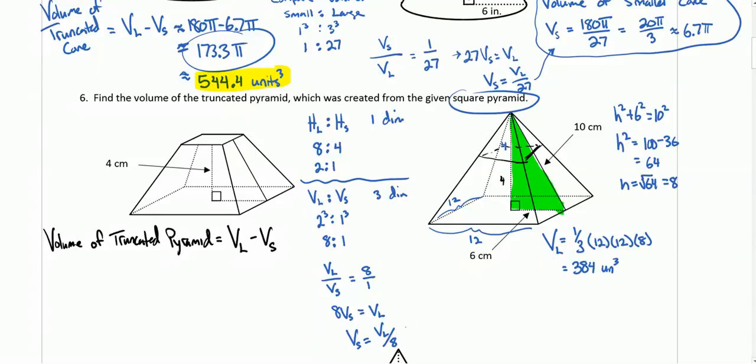The volume of the smaller pyramid we said is the volume of the larger pyramid, which is 384, divided by 8, which is exactly 48. And so now we can find the volume of our truncated pyramid. It's the volume of the larger, which is 384, minus the volume of the smaller, which is 48. And we get 336 cubic units.